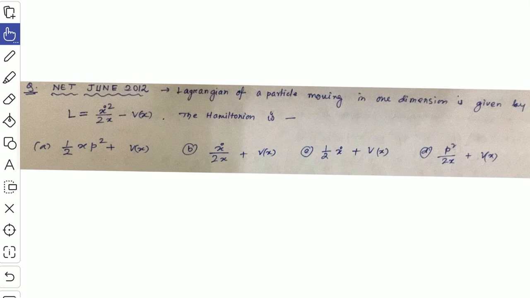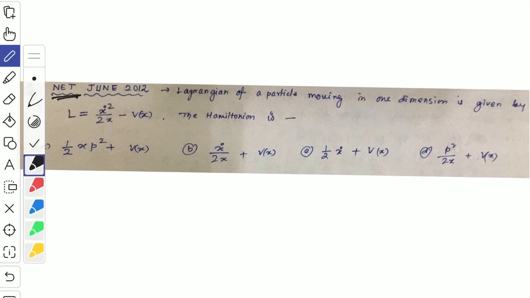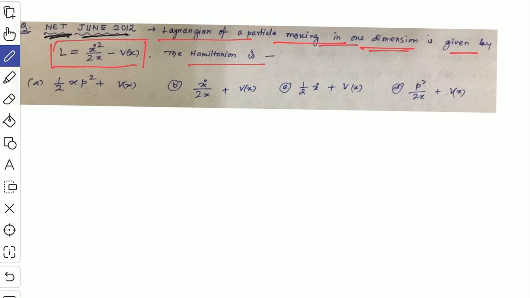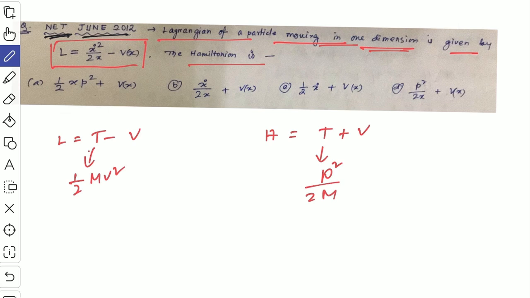So this is our next question, June 2012 CSIR NET. Here you see, the Lagrangian of a particle moving in one dimension is given by this. We need to find the Hamiltonian. It's very simple. We know that L is T minus V and the Hamiltonian H is T plus V. Here you have to assume T as half m v square, which in terms of momentum p is p square by twice m. You have to consider it this way.